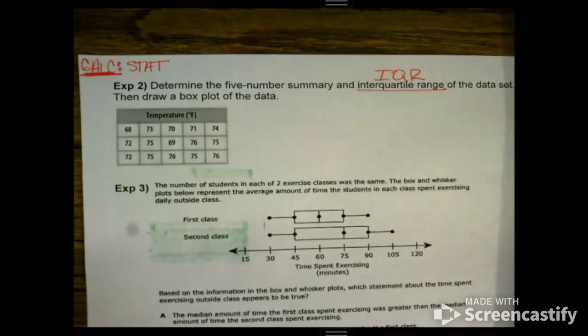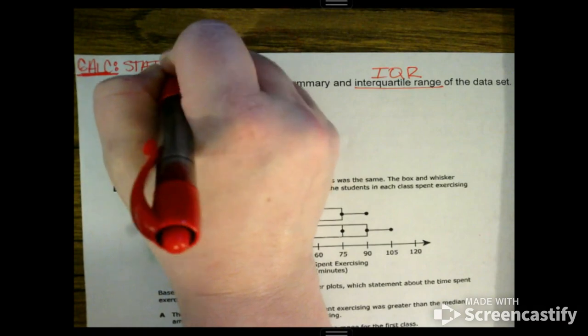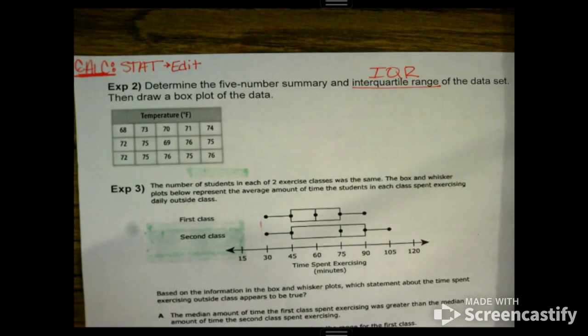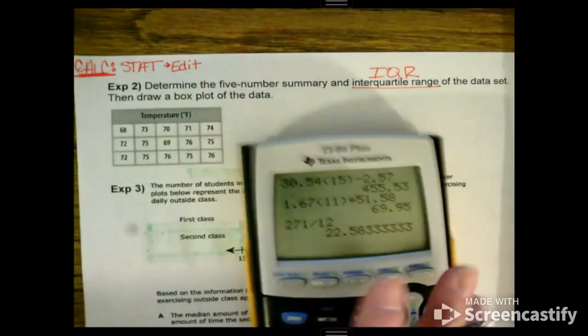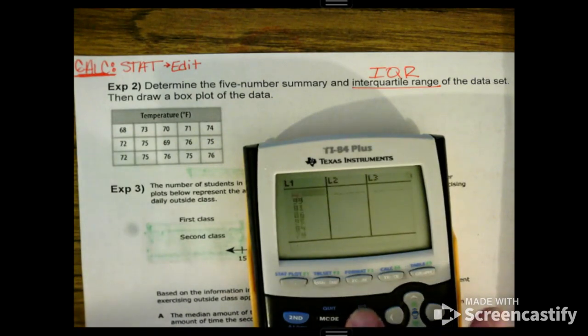Our first one is the stat button. We are very familiar with this button, yes? What do you think is going to come next? Edit. Okay. Stat edit. So I want you to do that real quick. Stat edit.